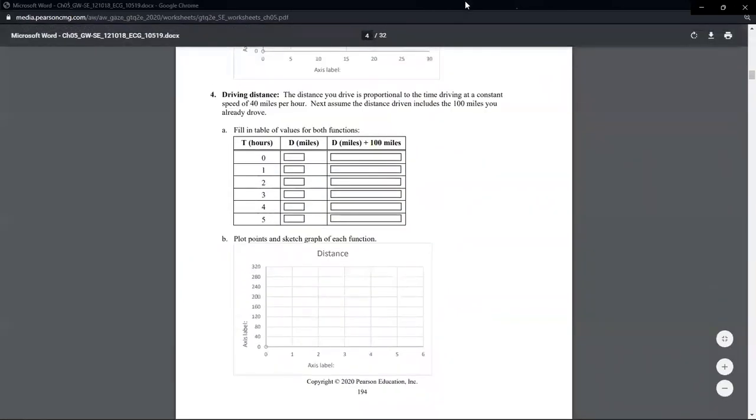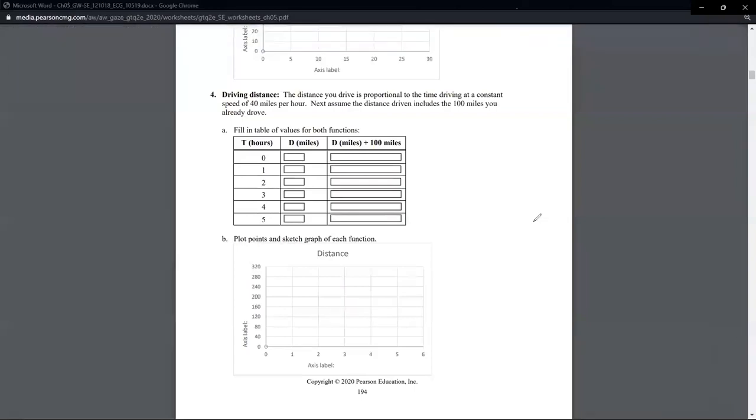All right, let's do another one. Here we go. Driving distance. The distance you drive is proportional to the time driving at a constant speed of 40 miles per hour. This is true. No stoplights, no turns, no potty breaks. If you just get on the road and you're going 40 miles an hour and you're driving through the desert of Nevada trying to go count some ballots, sorry, relevant, nothing is going to prevent you from maintaining your speed.